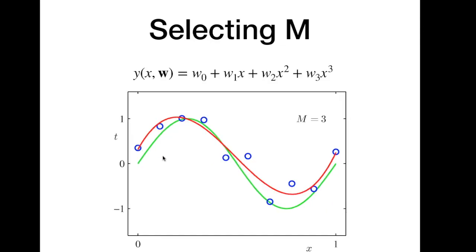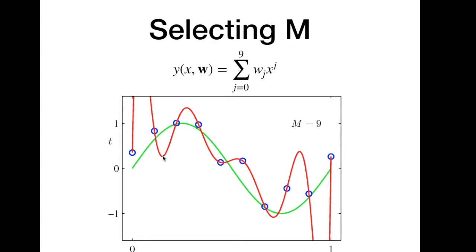This is popularly known as overfitting. Your model overfits to the training data points. It passes through every training data point, but whenever you plug in a new test point, it gives erroneous results. So this is called overfitting.